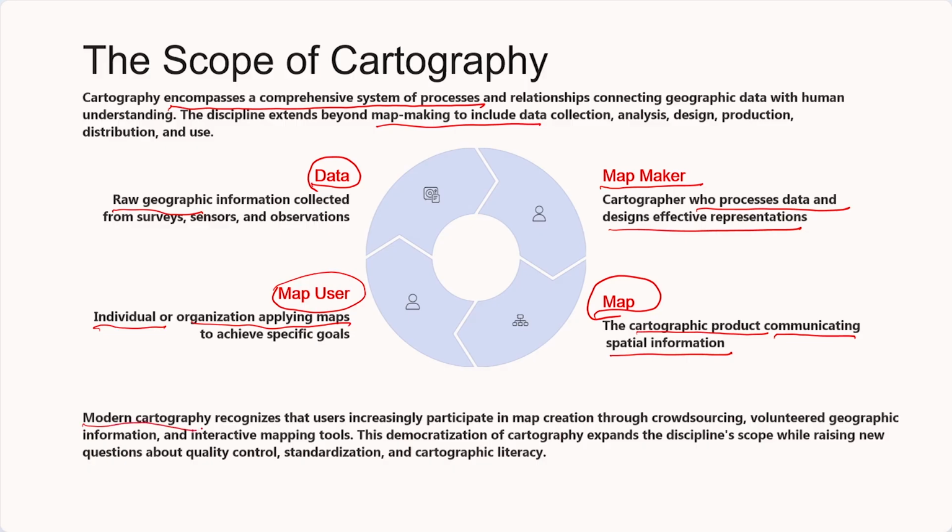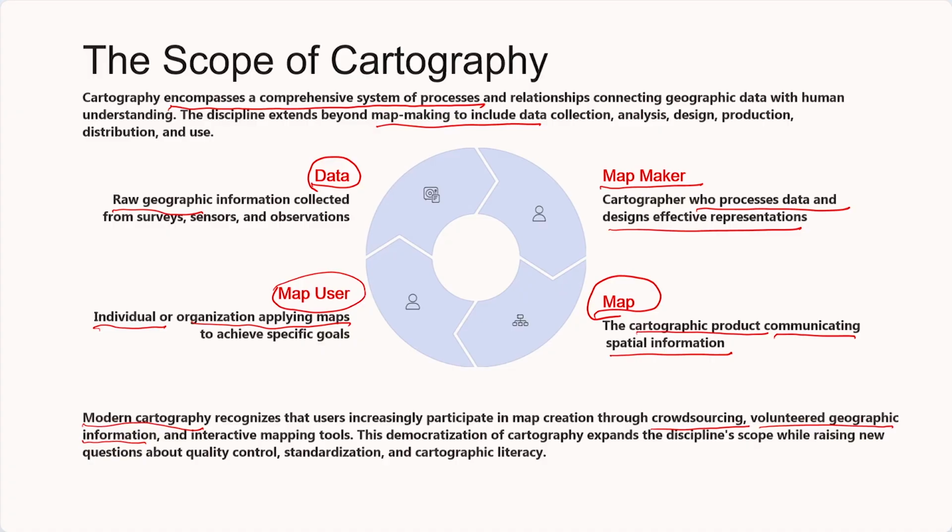So, modern cartography recognizes that users increasingly participate in creation through crowdsourcing, volunteer geographic information, interactive mapping tools. Nowadays, you need not go to the field every time. Now, we have social media. The public try to collect the data, capture the data, photographs and videos, they put everything in social media. We can use that data also as a source, and we can use it for the preparation of maps. That is called crowdsourcing. Sometimes reliability may be a question, but it will be very useful for us to complete the work.